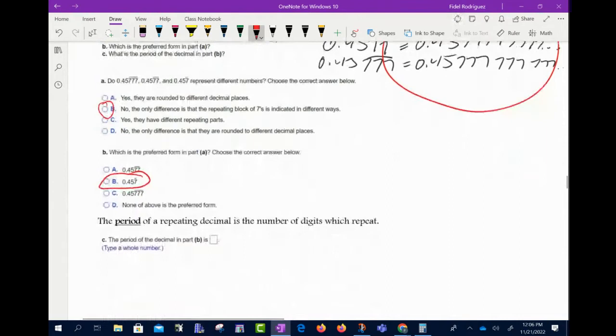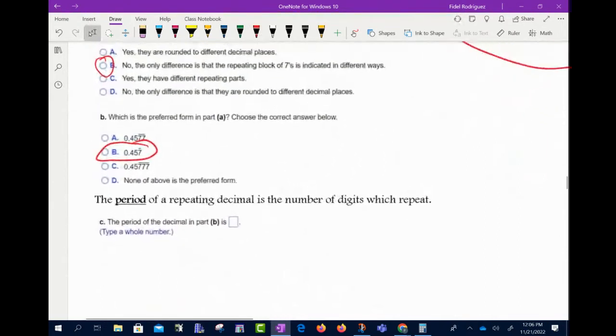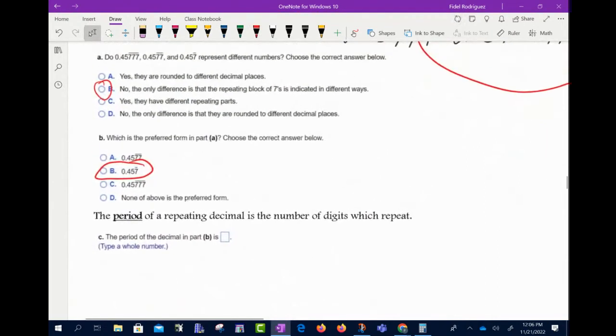And then, y'all, I have another little piece right here, and it says the period of a repeating decimal is the number of digits which repeat. So what's the repeating part here, or what's the period? The period would say how many digits, sorry, let me get my pen going here. How many digits are repeating? Well, just that one digit, right? The one digit, the 7, is the number that's repeating.